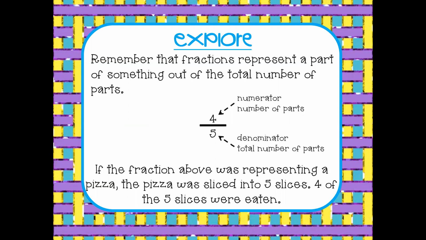So if the fraction above was representing a pizza, the pizza was sliced into 5 slices. So that would be our total, the whole. 4 of those 5 slices were eaten. So 4 out of the 5 pieces of that pizza would have been eaten.